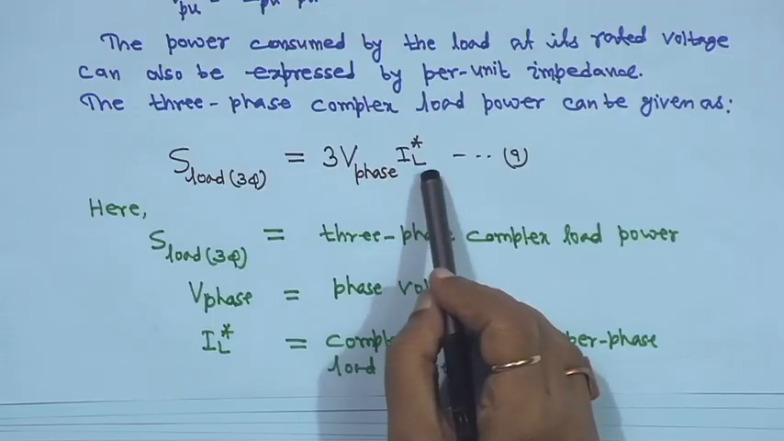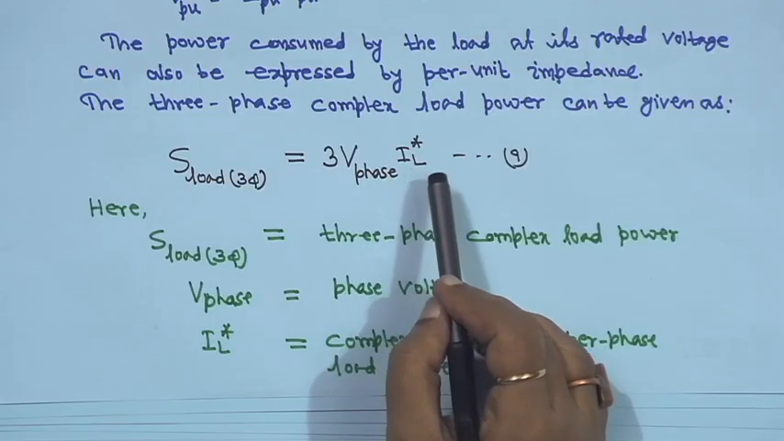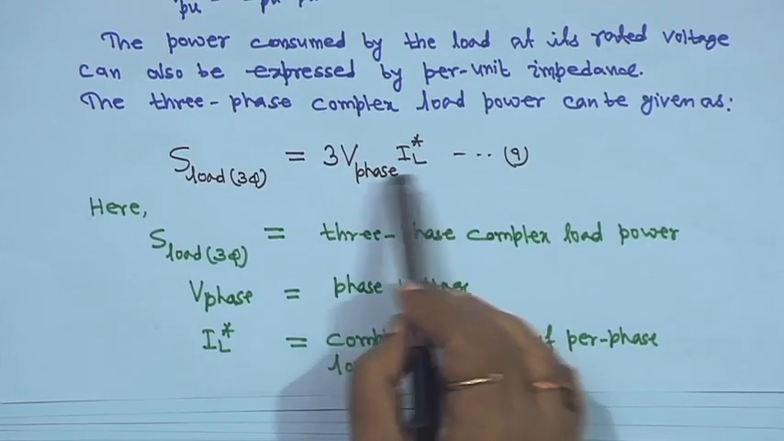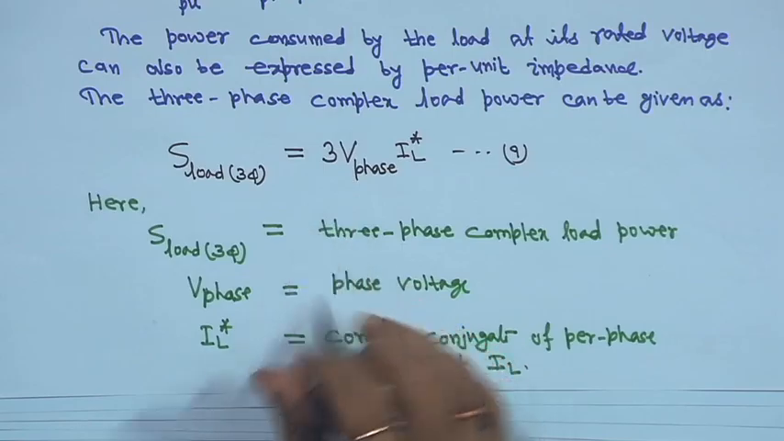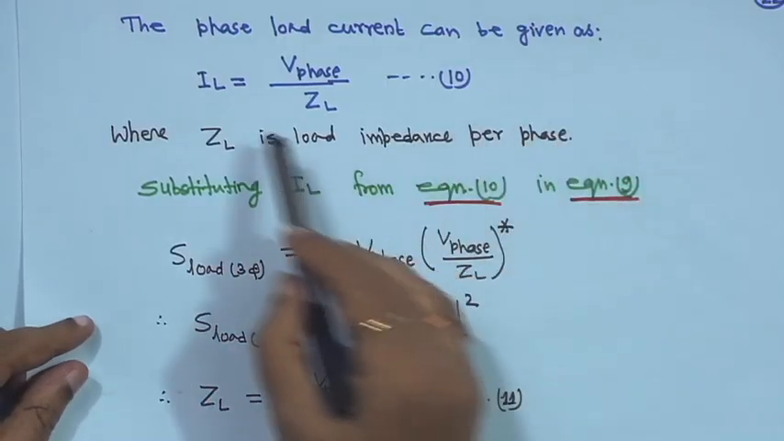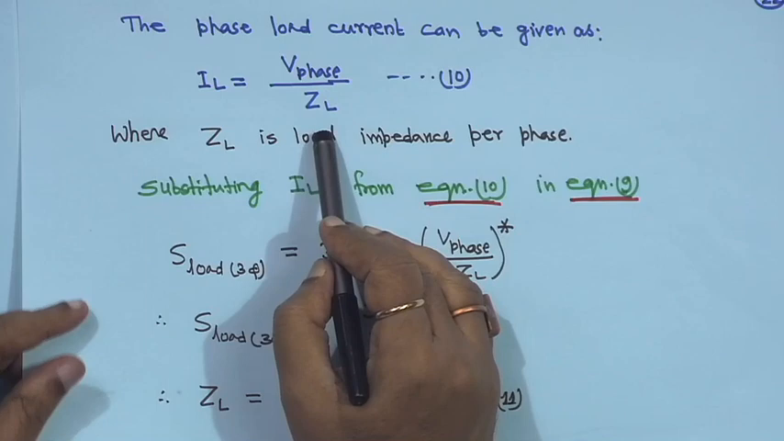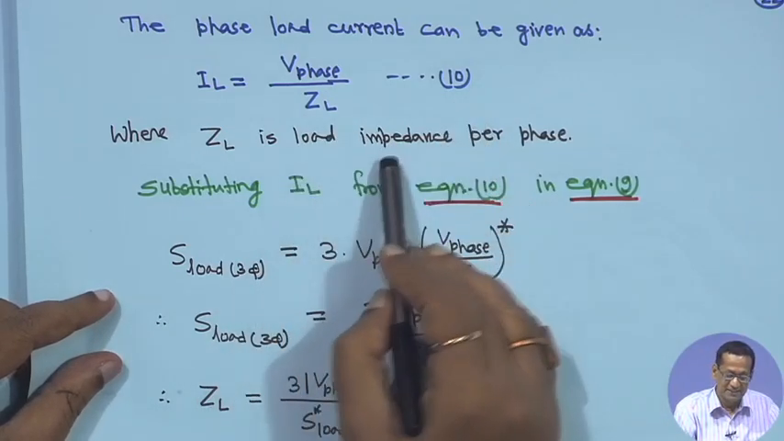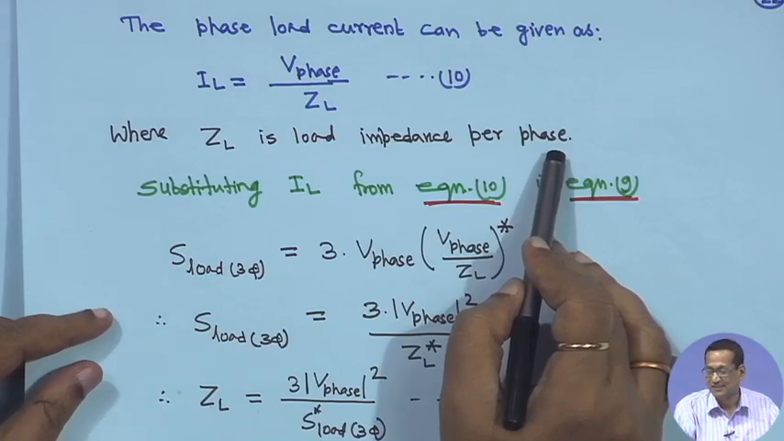V phase into IL, this is the phase load current, per phase current. So, this is for 3 phase, that is why 3 is multiplied, understandable, right. Now, the phase load current can be given as IL is equal to V phase upon ZL, where ZL is the load impedance per phase. This is equation 10.